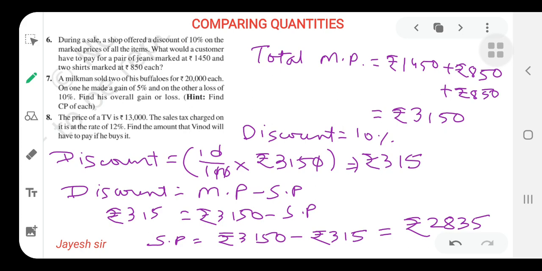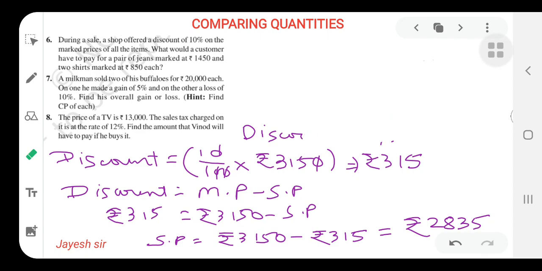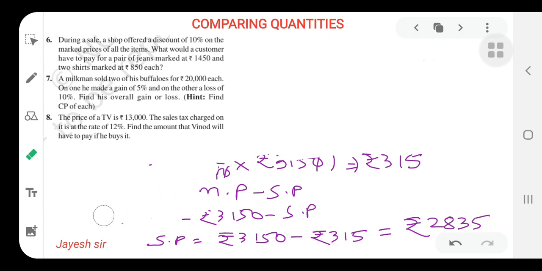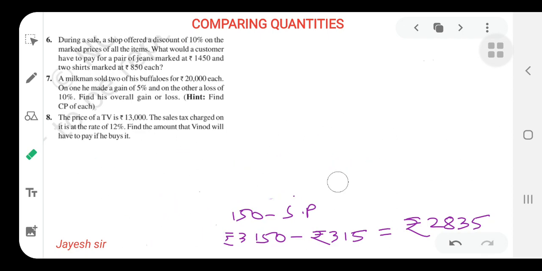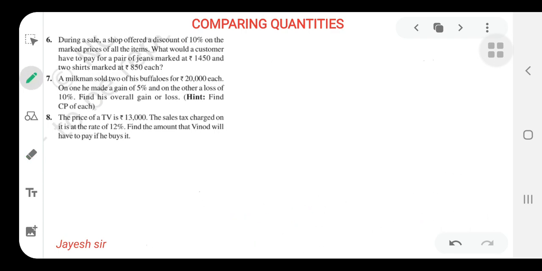So that was the easier type of sum. Let us begin with the next sum for the day. First, we found the total marked price of the items purchased, that is rupees 3150, then a 10% discount was offered. After calculating 10% of the total marked price, we got rupees 315. Now, how much amount will we pay after the discount has been removed? We need to pay rupees 2835. I hope you all might be getting it. So let us begin with the seventh sum, the next sum for the day.